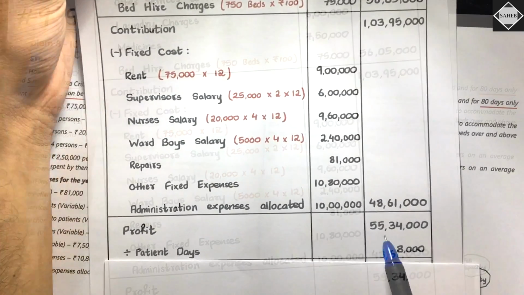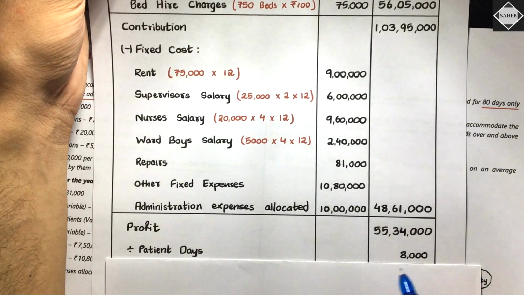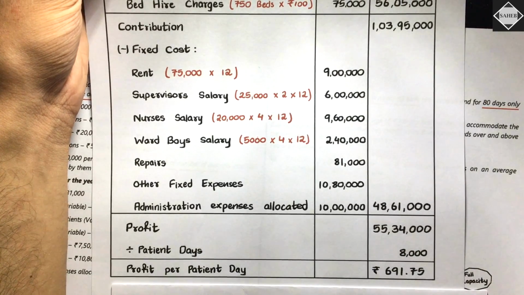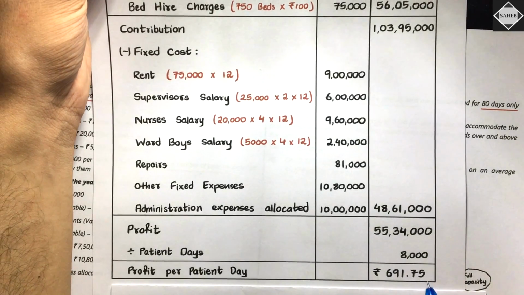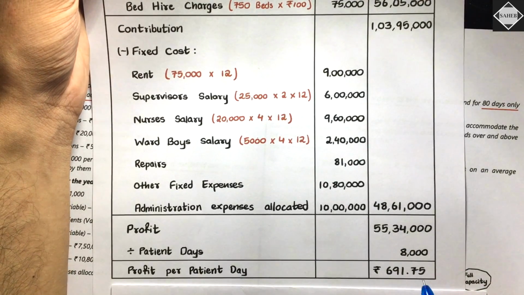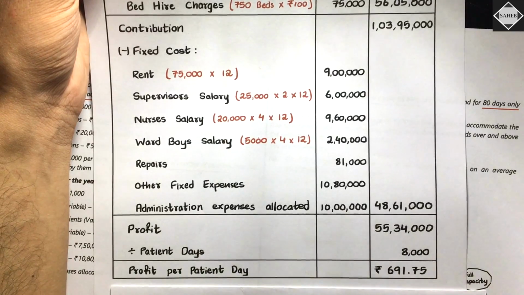So see, 55,34,000 divided by patient days, 8,000, that is equal to profit per patient day, 691 rupees 75 paise. Is it clear? 691.75. So this is our first requirement over.